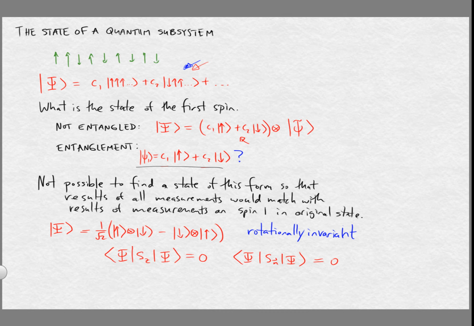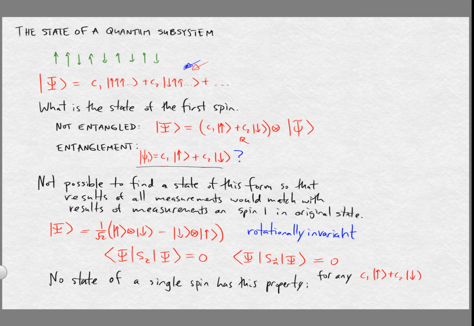But no state of a single spin has that property, because if you have a single spin, then that's actually always an eigenstate of some spin operator in some direction. And so there would always be some spin operator whose expectation value would be h bar over 2. So for any, let's say, C1 up plus C2 down, there is some operator, some spin measurement we could do in some direction, so that psi Sn psi would be h bar over 2, or I should say psi 1.